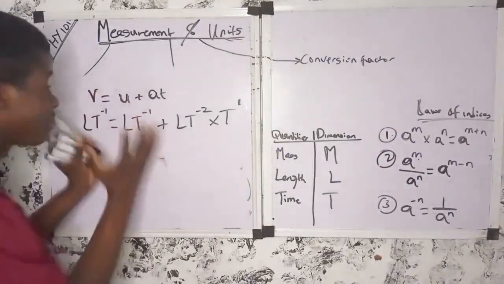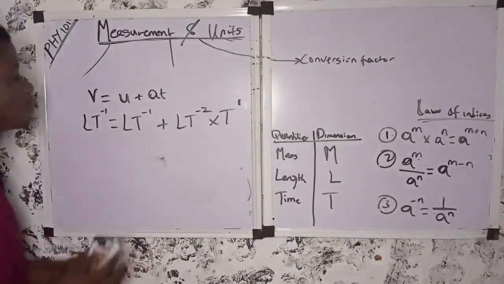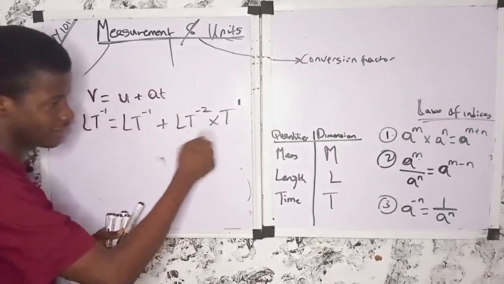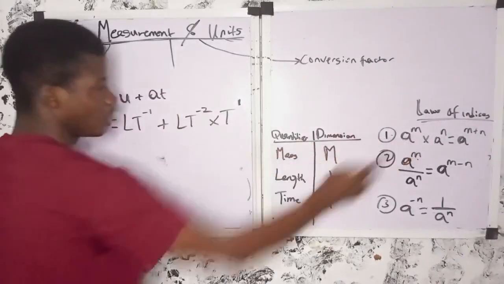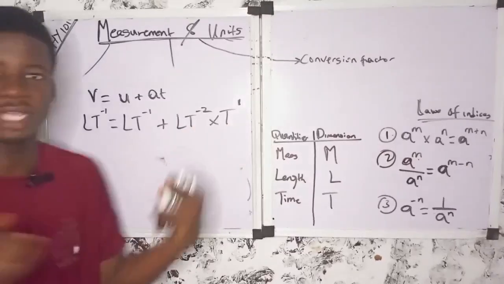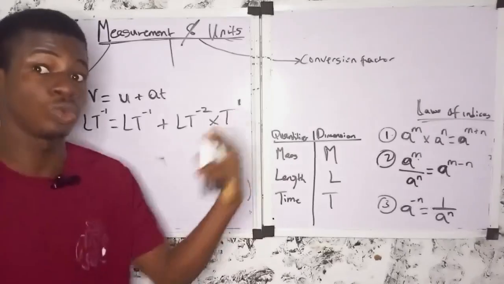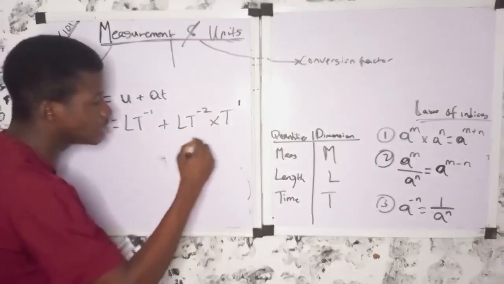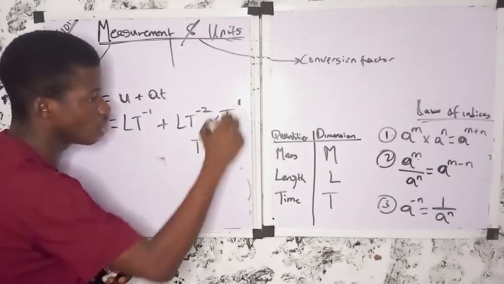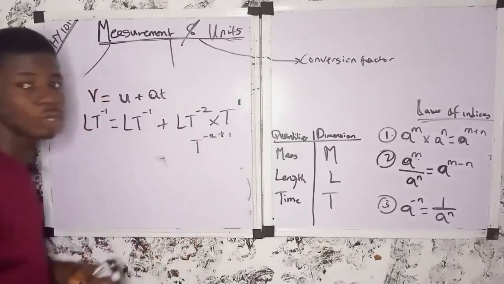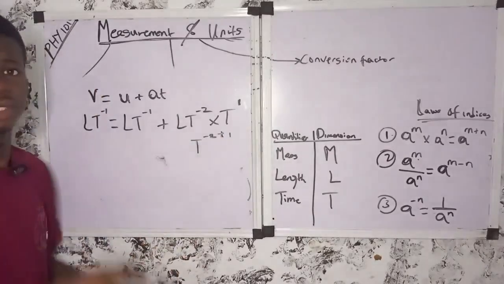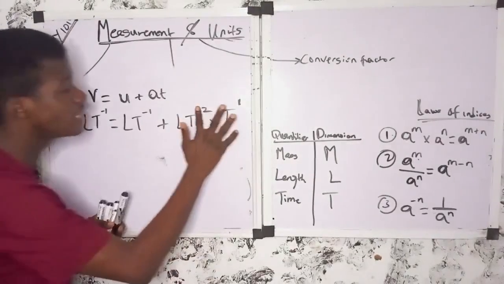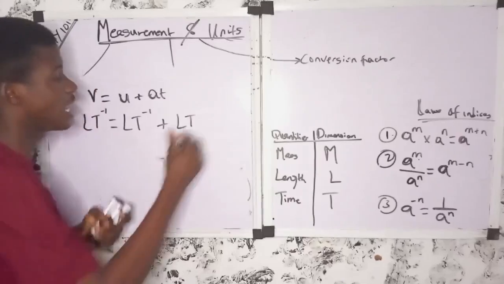This is a favorite exam question, and there are many. Look at the very first law of indices. When the same base is multiplied, we take one of the base, then we add their powers, right? So when we add the power of minus 2, then plus 1, minus 2 plus 1 will give us minus 1, right? Yes. So everything here will be T to the power minus 1.